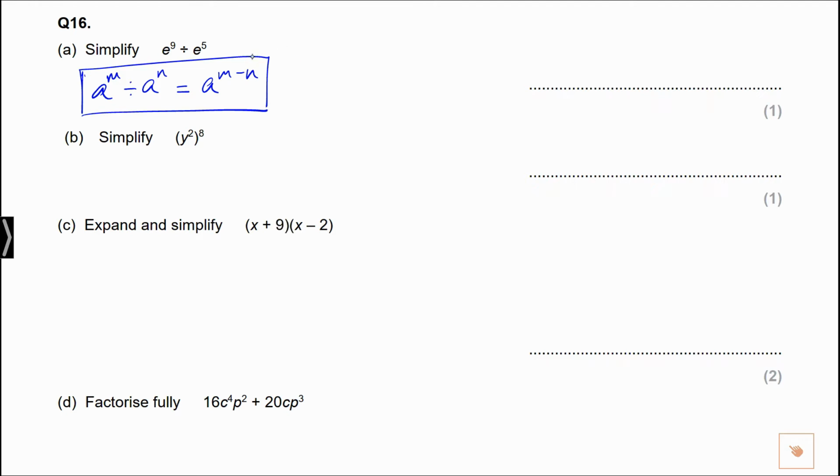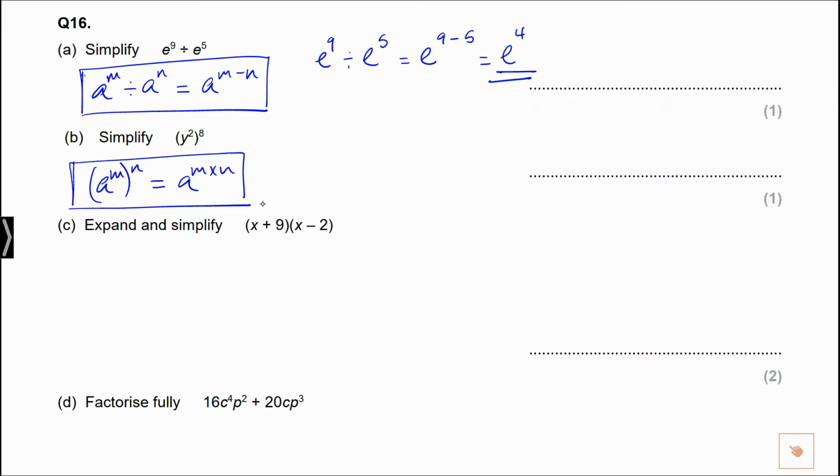So basically, here e to power 9 divided by e to power 5 will be equal to e to power 9 minus 5, which will be equal to e to power 4. Here as well, if you have a power of a power like a to power m to power n, you multiply the powers, so that will be a to power m multiplied by n. So in this case, if you have y squared to power 8, that will be equal to y to power 2 multiplied by 8, which is y to power 16.